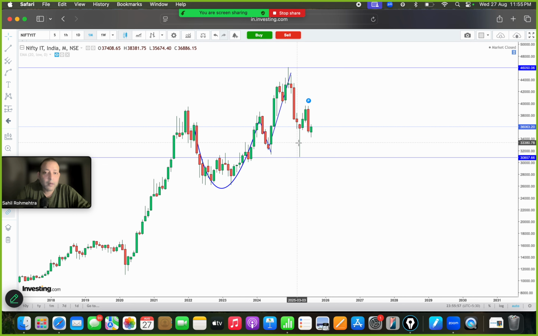the cup and handle. But what has occurred now is the formation of a hammer. A hammer is a single candle pattern, and what it typically signifies is that the low is sort of created.